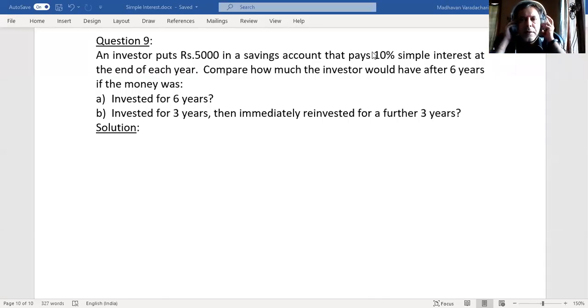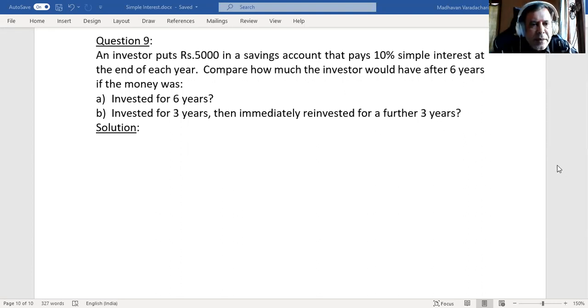Everyone, this is in continuation to various problems we are doing on simple interest. This is question number 9. An investor puts rupees 5,000 in a savings account that pays 10% simple interest at the end of each year. Compare how much the investor would have after 6 years if the money was invested for 6 years, and then second, if it was invested for 3 years and then immediately reinvested for a further 3 years.